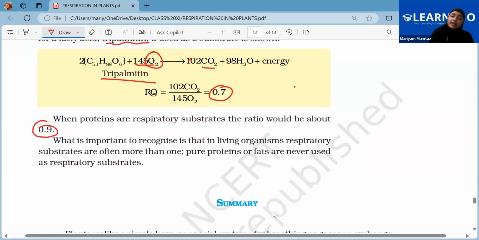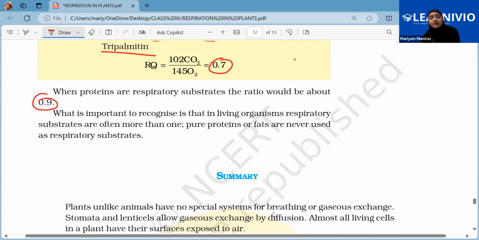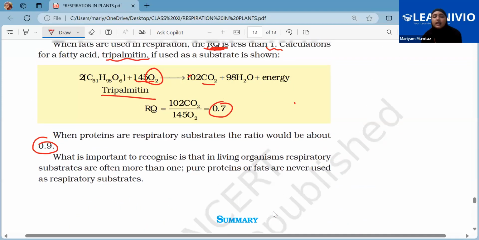Whenever proteins are used, it will come out to be exactly 0.9. So this is about the respiratory quotient.